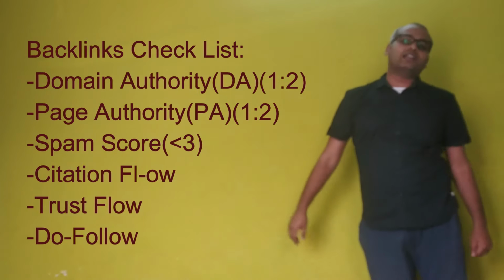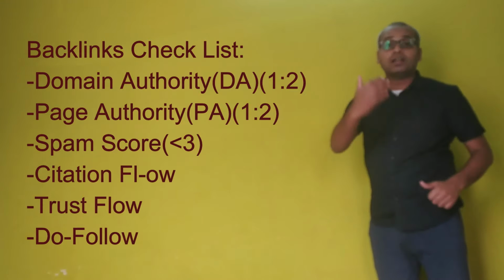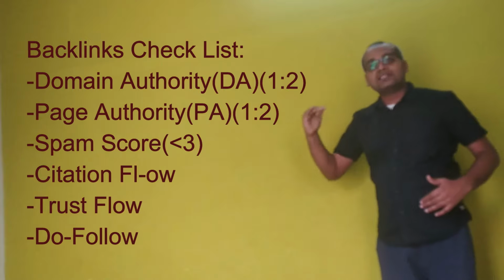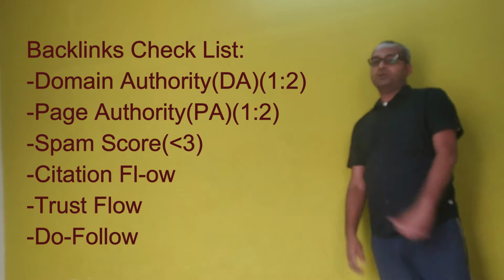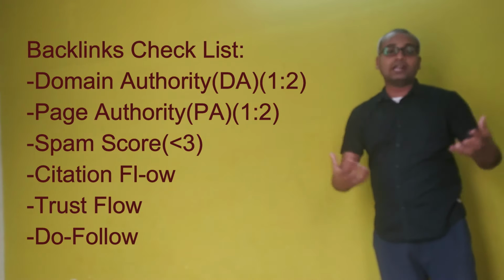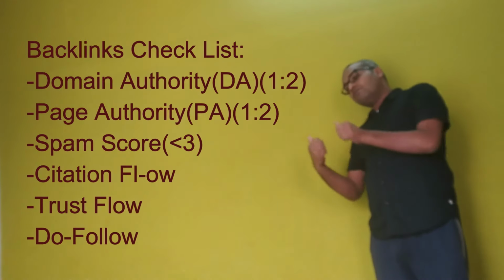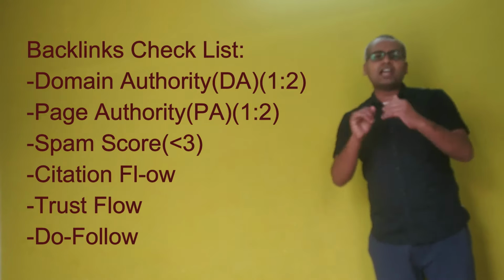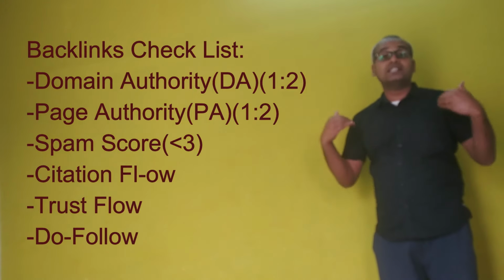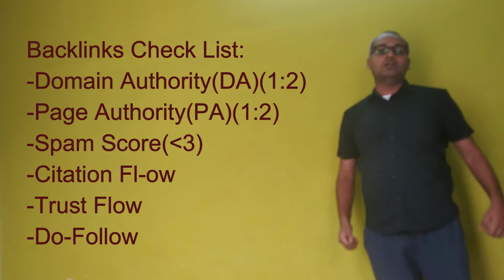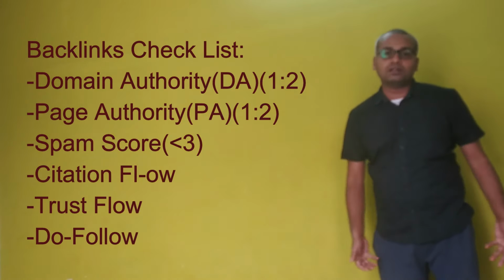Before getting a backlink, I check whether the spam score of the site I'm getting the backlink from is less than 3. Only then will I get a backlink from that particular niche. So this works fine. Meanwhile, you may have a doubt: how can you find citation flow, trust flow, or whether the backlink is a do follow? These are the things involved.